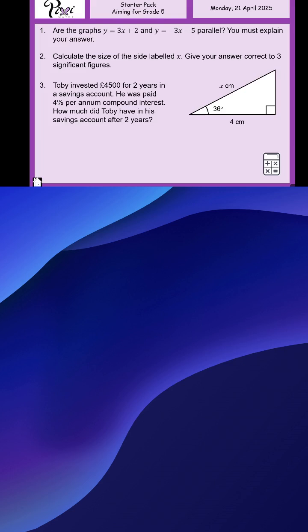Next question. Of the graphs y equals 3x plus 2 and y equals minus 3x minus 5, are they parallel? You must explain your answer. In the chat, are these lines parallel, yes or no? And then give a reason for your answer. What's a key property about parallel lines?